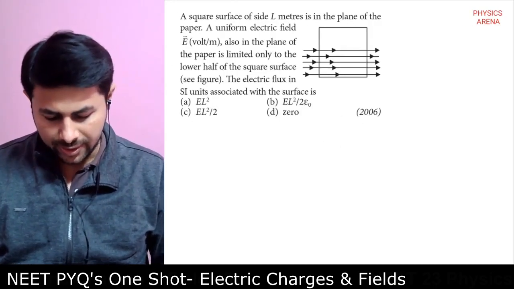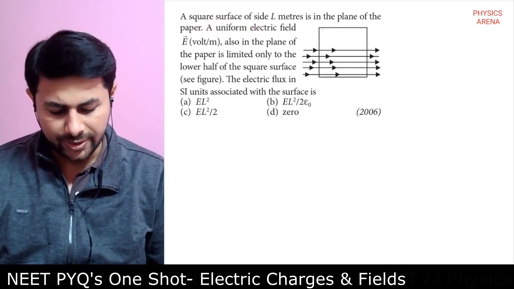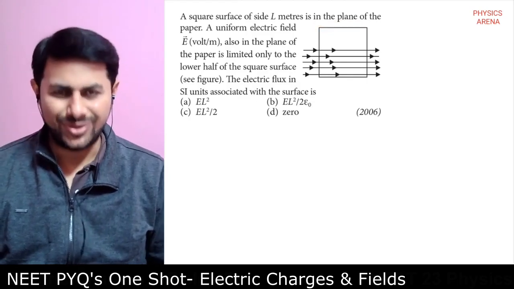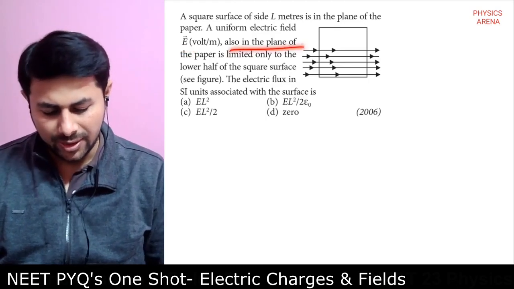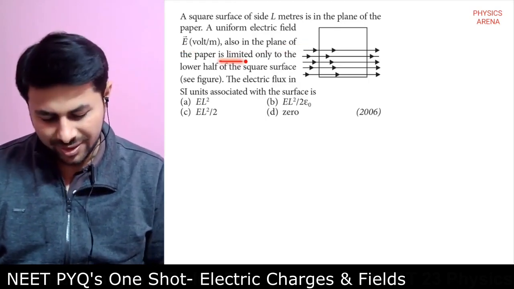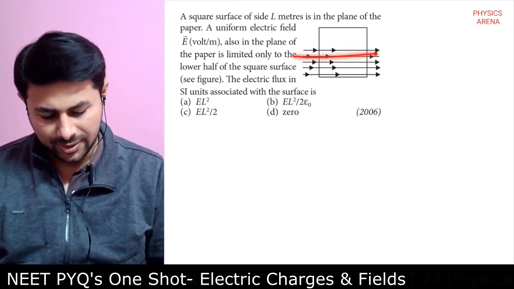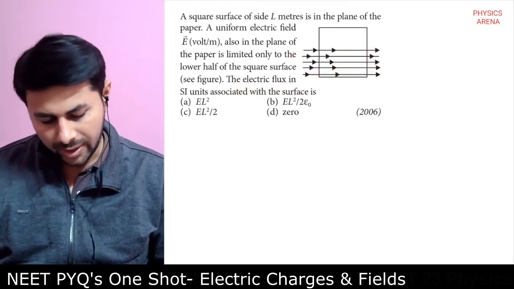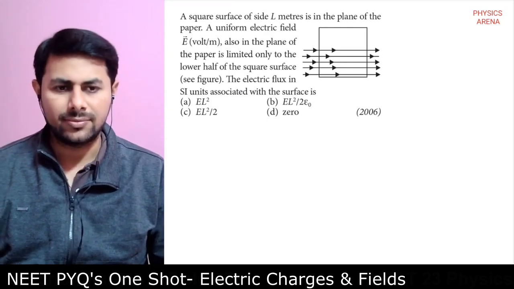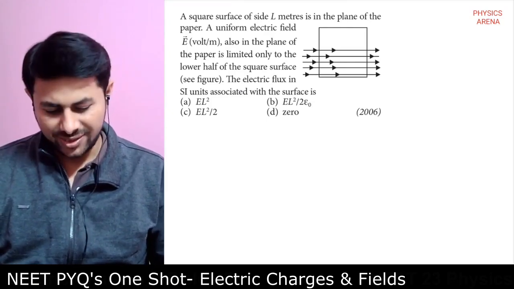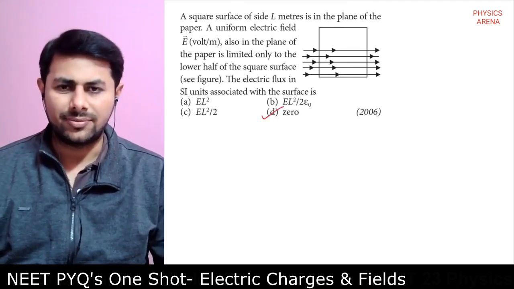This is another question from NEET itself. A square surface of side L meters is in the plane of the paper. A uniform electric field E bar volt per meter, also in the plane of paper, is limited only to the lower half of the square surface. See the figure. Then the electric flux in SI units associated with the surface is. Again, the answer is 0, right? This is exactly similar to the last question.